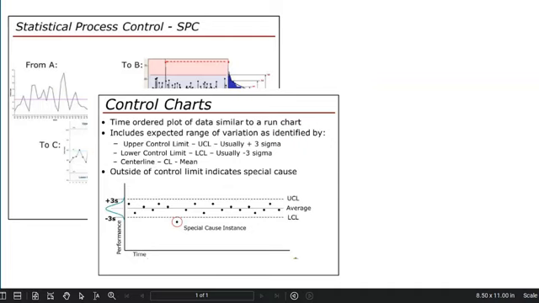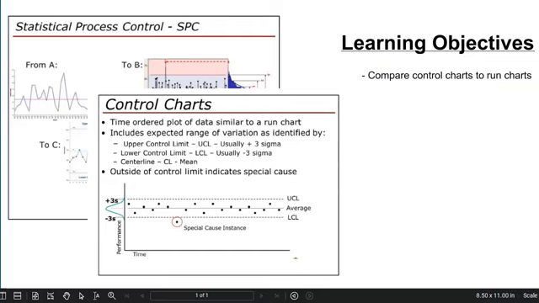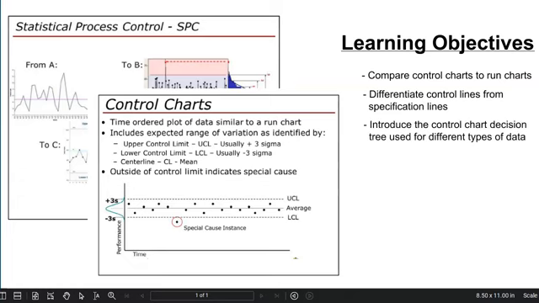This is a video that's part of our statistical process control series, and we're going to focus in on control charts today. The learning objectives for this video include comparing control charts to their companion simplified run charts, both time series charts, each a little bit different. We'll also differentiate between control lines and specification lines. We'll introduce the decision tree that's used when we're control charting for different types of data, like whether it's continuous or discrete data, defectives or measurement data, a small sample or a large sample.